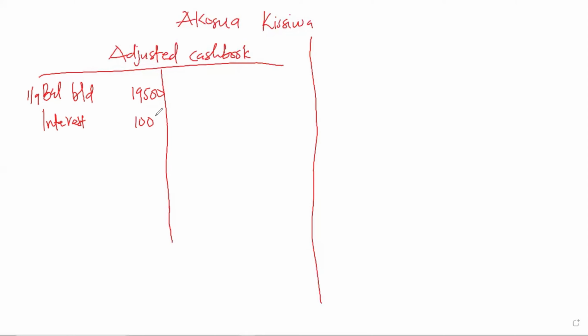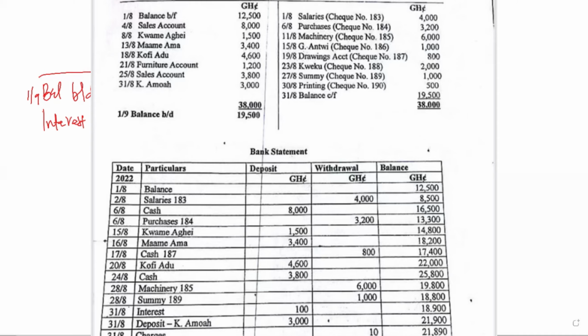Again, we are checking from the bank statement to the cash book. Whatever is on the debit side of the bank statement should be on the credit side of the cash book. So we move to the debit side of the bank statement, check the figures that are there, and move to the cash book to see if those same figures are there. The debit side is the withdrawal part. So we have 4,000, which is on the credit side of the cash book.